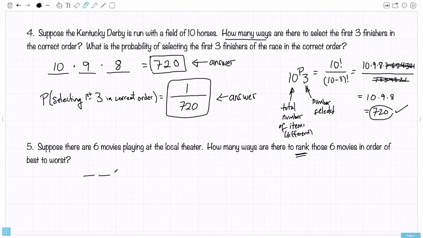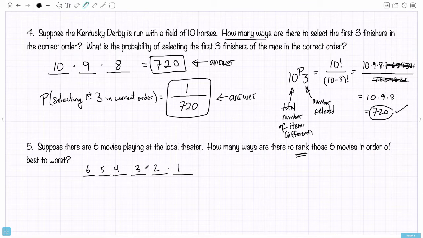1, 2, 3, 4, 5, 6. So how many choices do you have for your favorite, the best movie? There would be 6 choices. And how many choices do you have for the next decision? The next decision being, what's the second best movie? There'd be 5 choices. And then 4 after you'd pick 2, 3, 2, and 1.